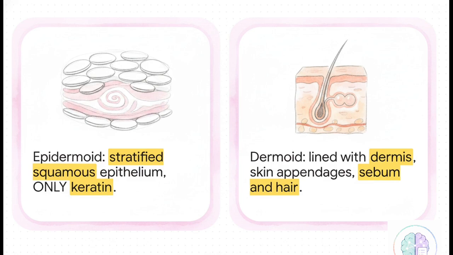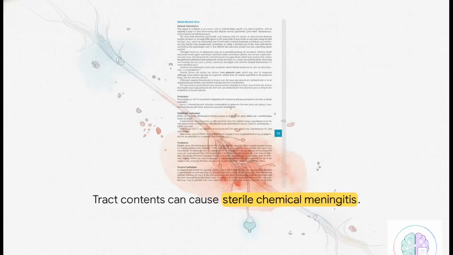Because of that, it contains skin appendages, like hair follicles and sebaceous glands, meaning it's going to be packed with sebum, cholesterol, and hair. And that brings us to where the real danger lies. If that tract expands intrathecally, it can actually present as a tethered cord or an intradural tumor, with bladder dysfunction usually being the very first red flag.